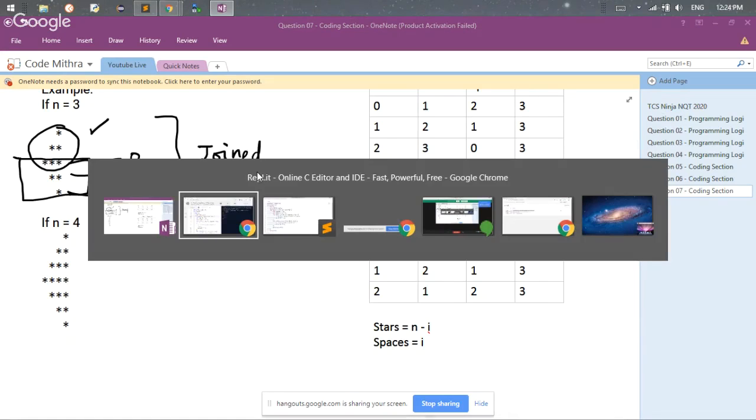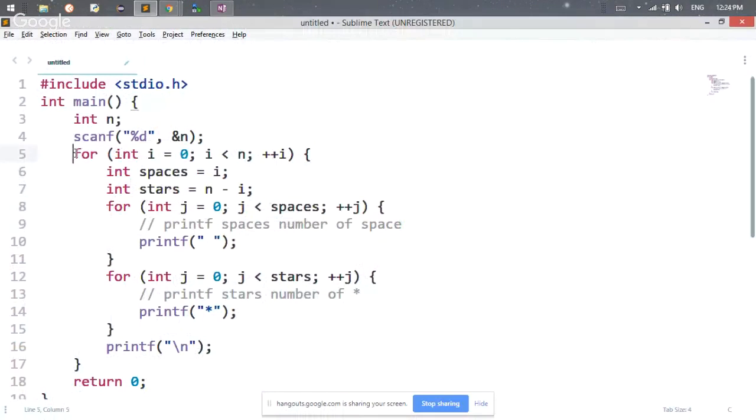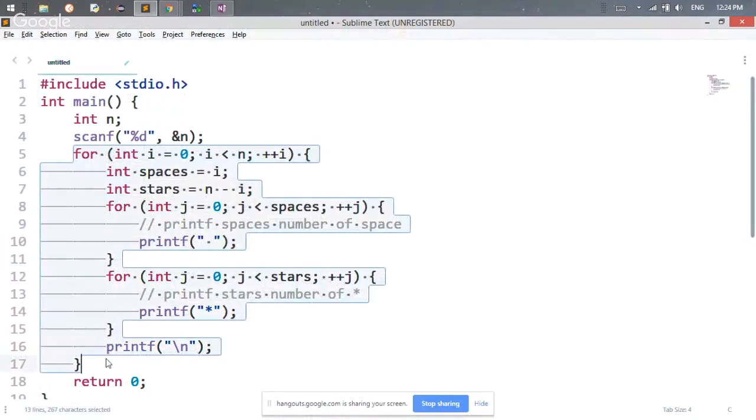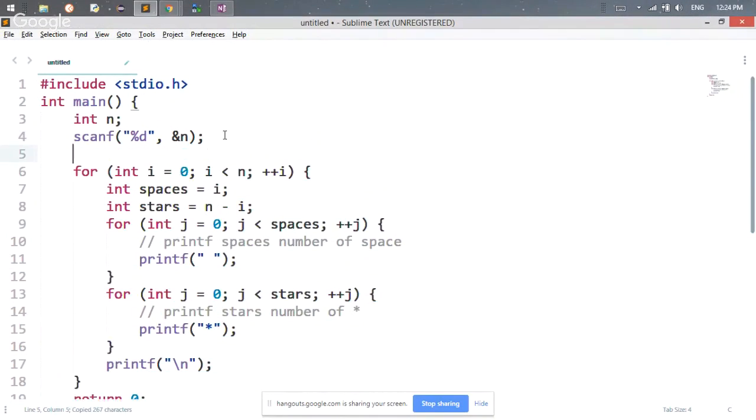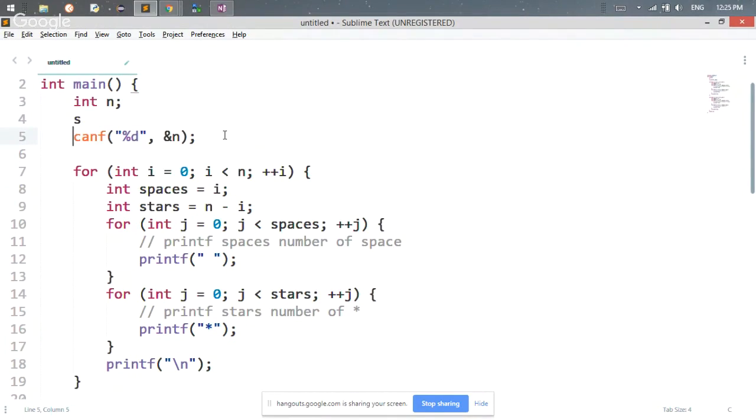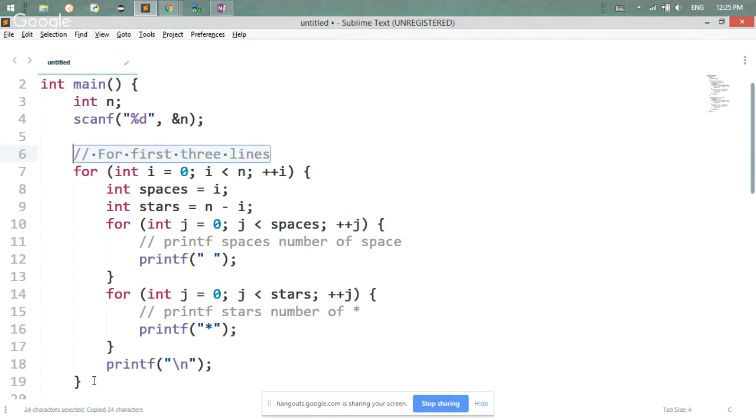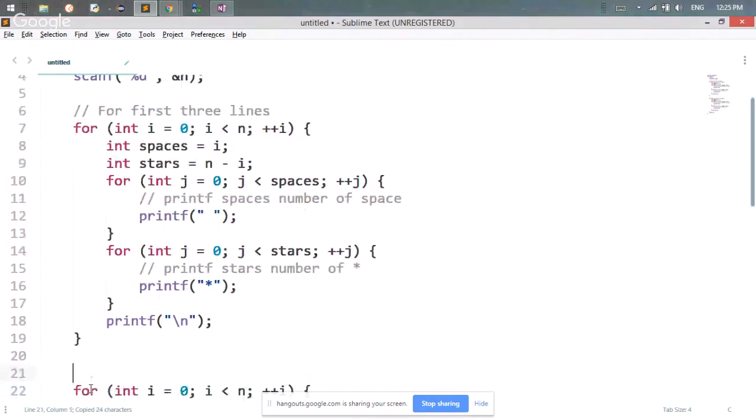Okay. Look at what I'm going to do now. I'm going to copy the whole for loop and recreate the first pattern, that is the first 3 lines. And this for loop is for the first 3 lines. And then the next for loop, that is the same code that I have copy pasted, is for the second 3 lines. But guys, remember, please change the formula. Formula is very, very important here.